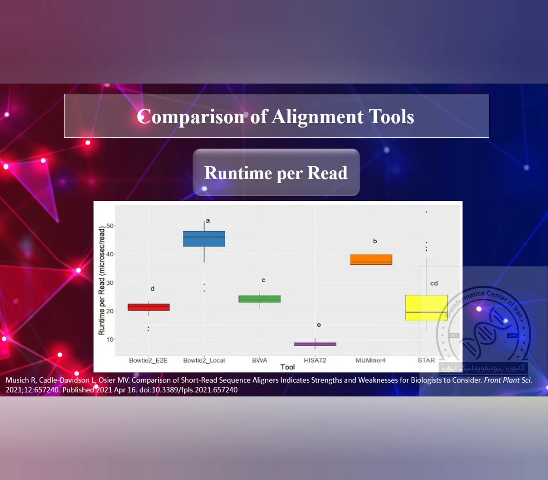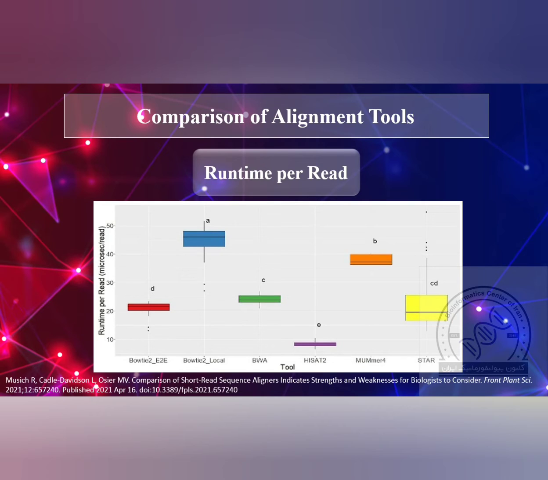So what's the rate for this? HiSat2 takes less than 10 microseconds per read for alignment. It's a really short time. Consider that we have billions of nucleotides in a reference genome, and we want to align one short read against all of that. And this takes less than 10 microseconds. So how long is the run for the slowest one, which is Bowtie2 local? It takes about 45 microseconds per read.